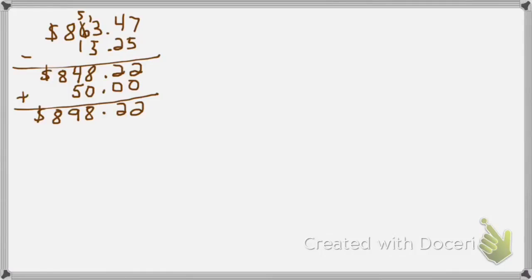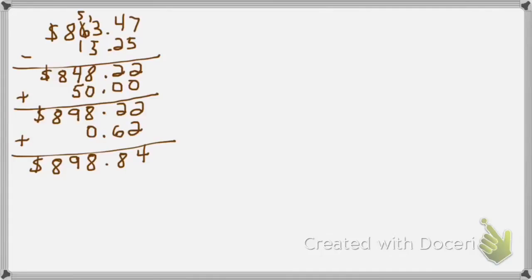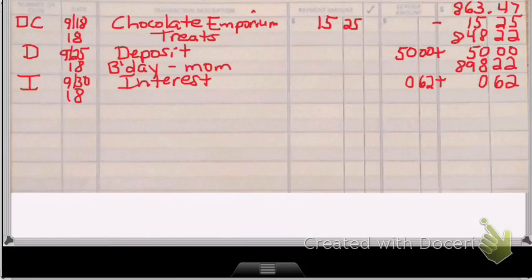And since I'm adding it on, add, subtract decimals, always straight decimals, line up my decimal. To the left I had a 0, to the right I had a 62. I'll add that together. 2 plus 2 is 4, 2 plus 6 is 8, bring down my decimal. 8 plus 0 is 8, 9 plus nothing is 9, 8 plus nothing is 8, and bring down my dollar sign. So my new balance is $898.84.